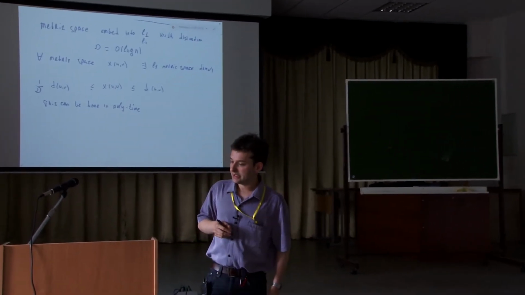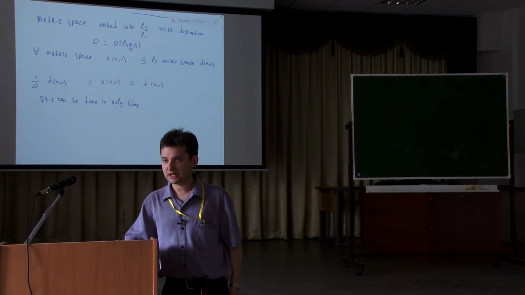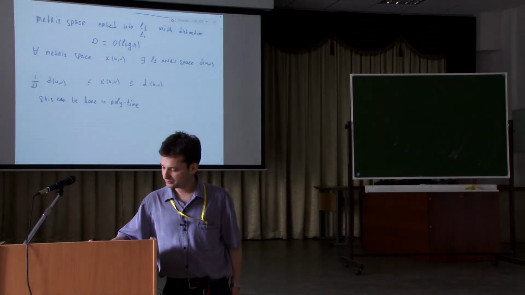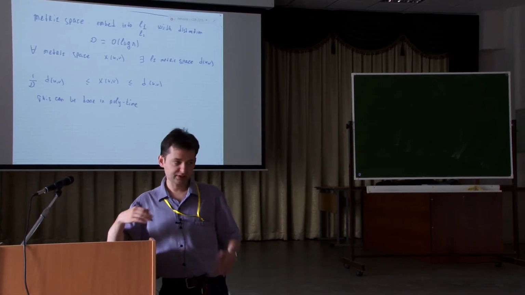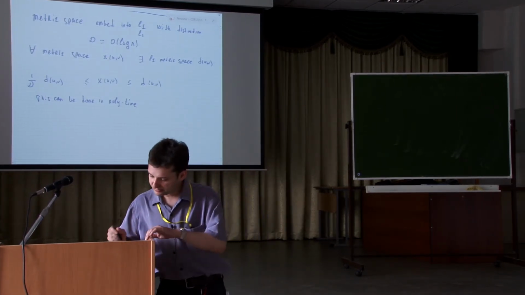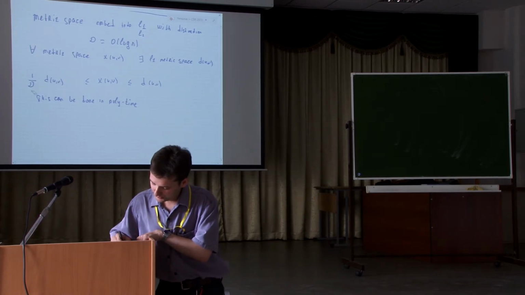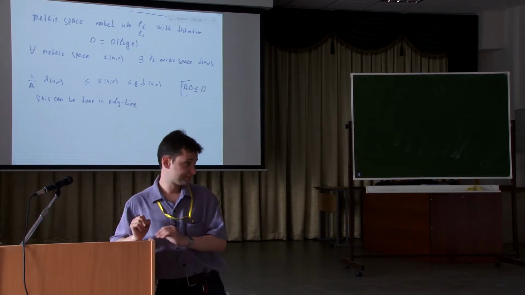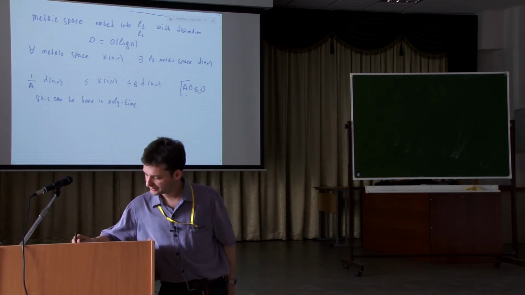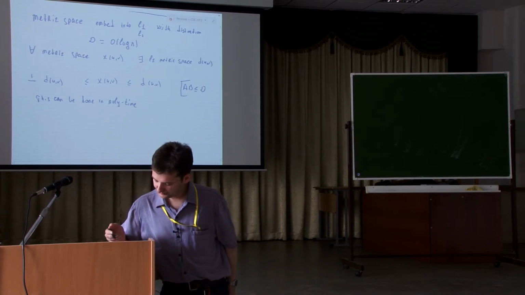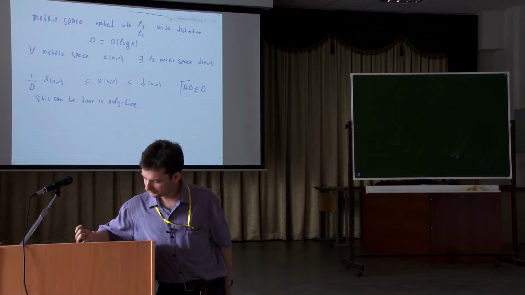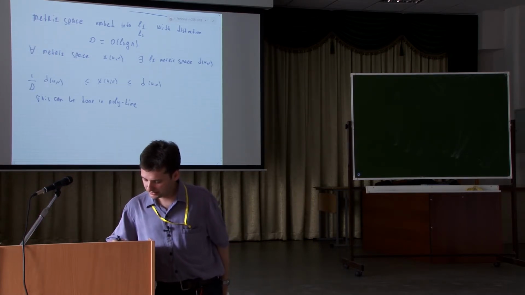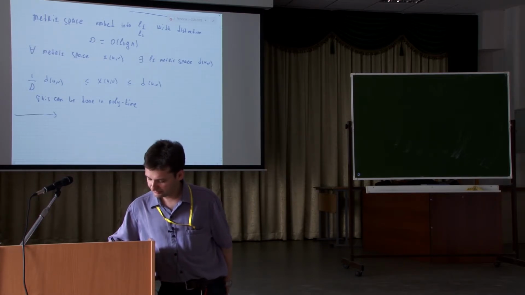Note that this distortion D can be put either on the left part, as 1 over D, or on the right part, because we can scale all the metrics. More generally, we could put 1 over A here and B there, and we require that the product AB is less than D. You can always rescale metric spaces. But for simplicity, let me write it like this. So this embedding is actually a Fréchet embedding.